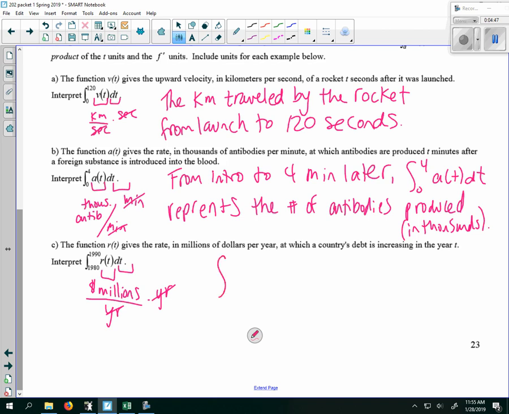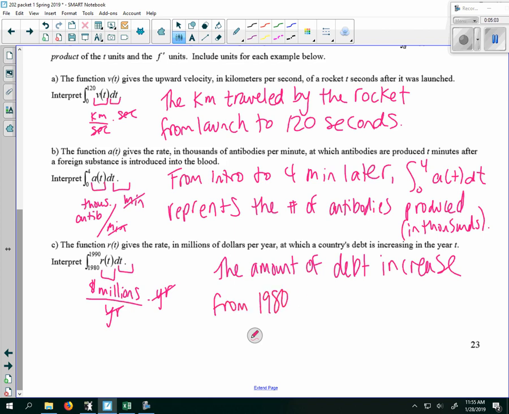So this represents the amount of debt increase from 1980 to 1990 in millions of dollars.